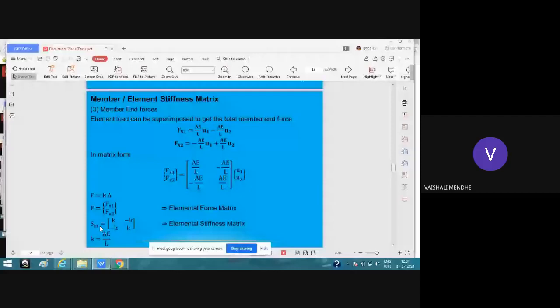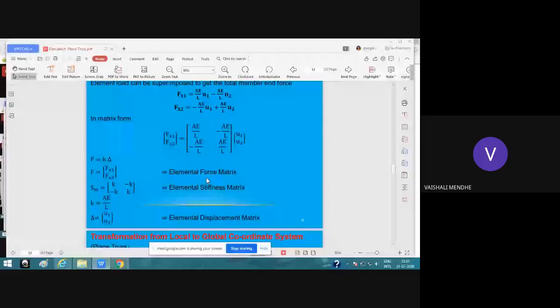Which is denoted by K, or this A by L is also denoted by K. It is equal to A by L. And this matrix is denoted by the notation SM. So SM is equal to K, minus K, minus K, K. This is a 2 by 2 matrix you will get, which is called the elemental stiffness matrix.